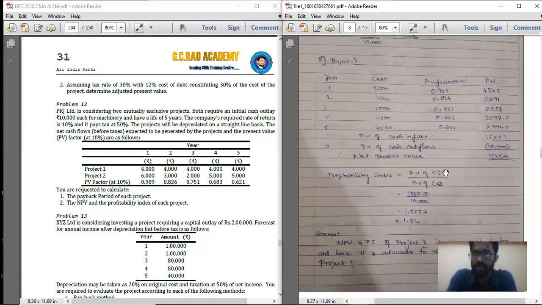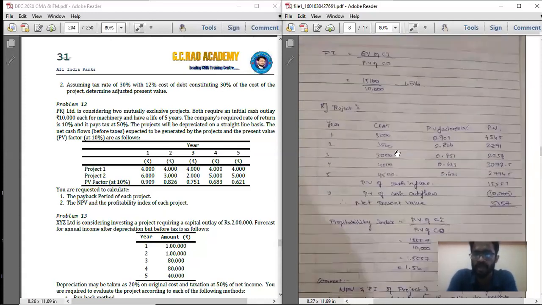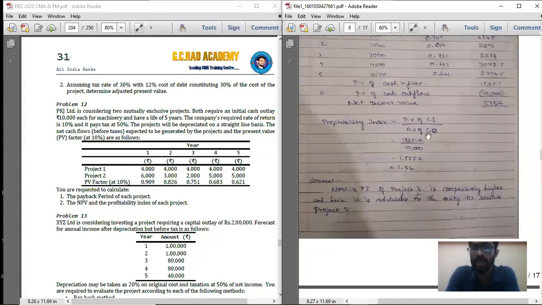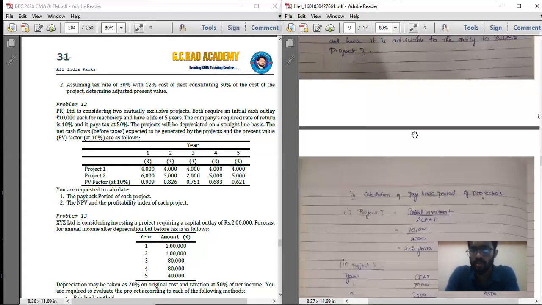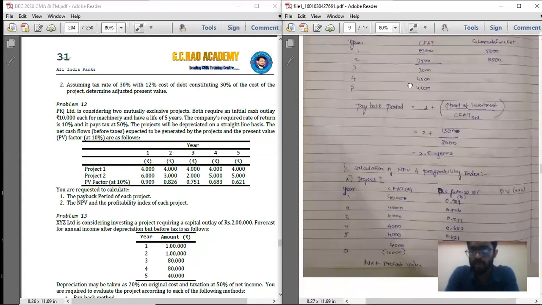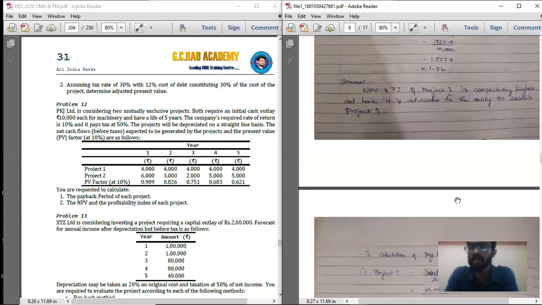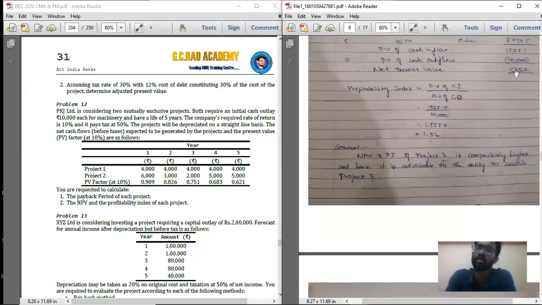See, the net present value and the profitability index of project 2 are 5,557 and 1.56, whereas for project 1 it is 1.516. So the profitability index for project 1 is lesser than project 2. So project 2 is acceptable. And NPV, how much is NPV for project 1? 5,160. Whereas for project 2, 5,557. So both profitability index and net present value are higher for project 2.